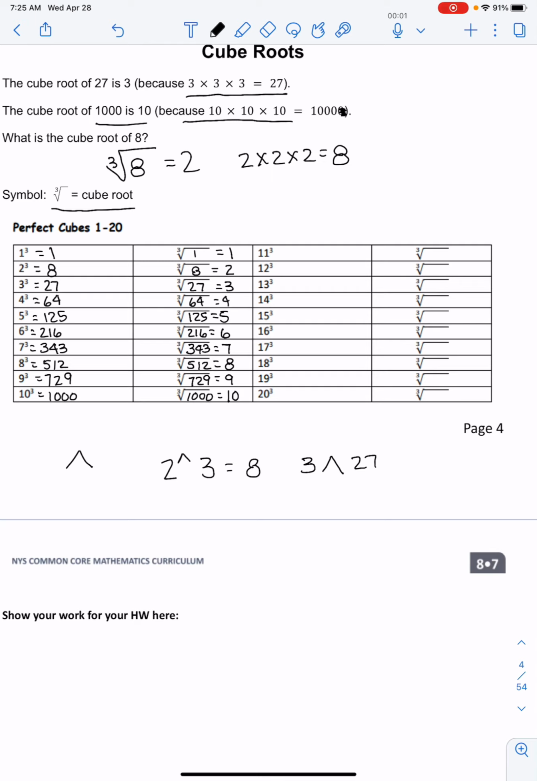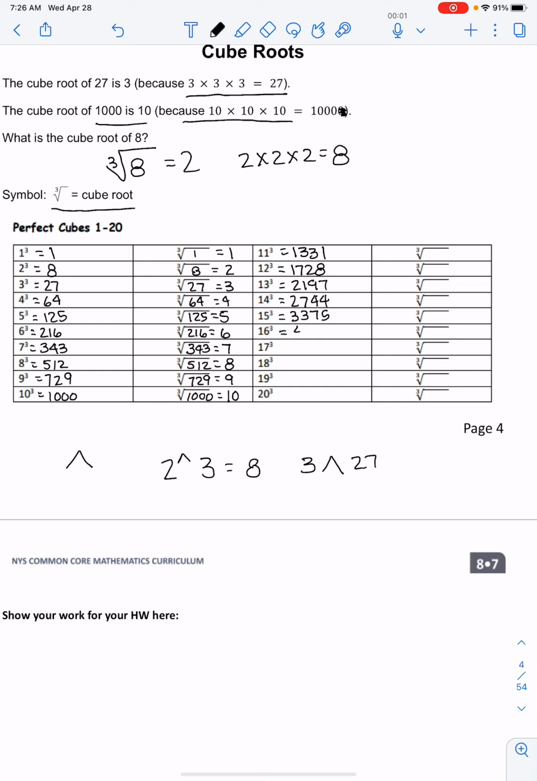So then 11 cubed is 1331. 12 cubed is 1728. 13 cubed is 2197. 14 cubed is 2744. 15 cubed is 3375.